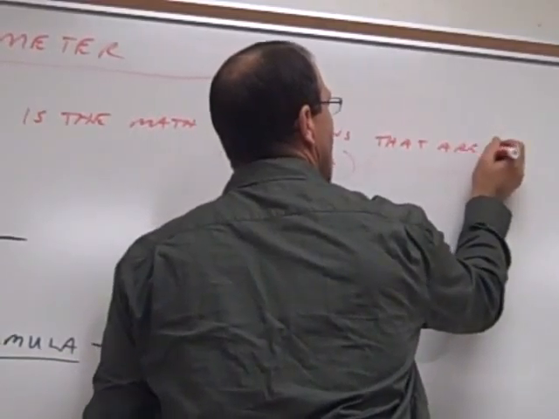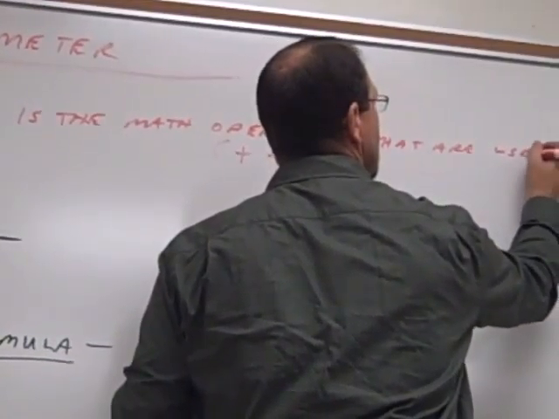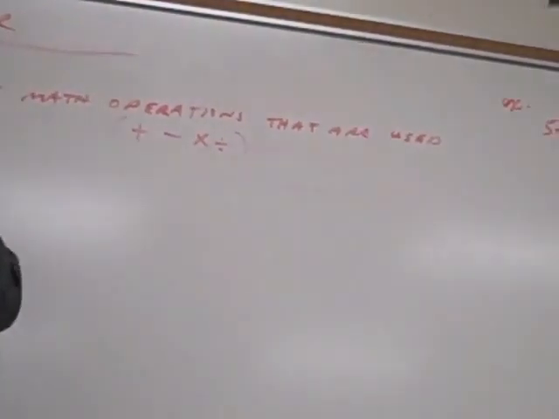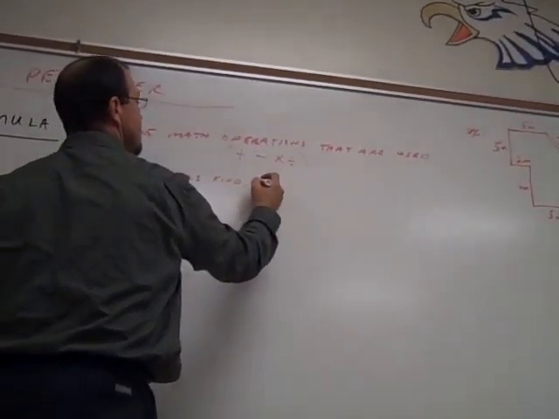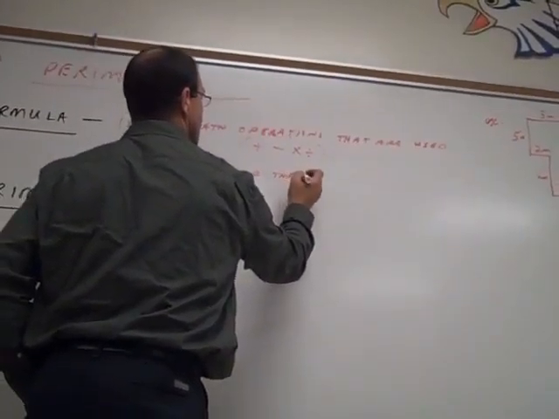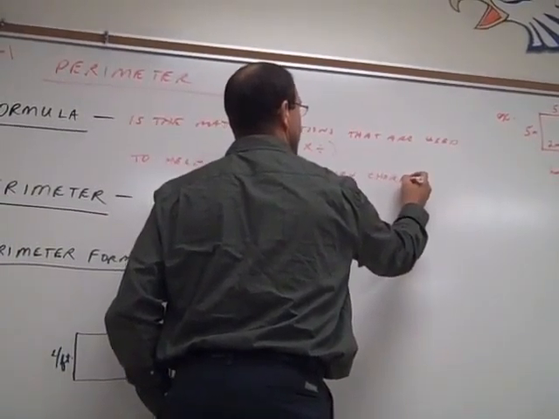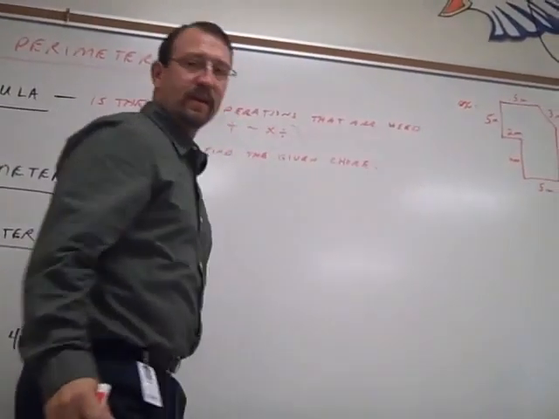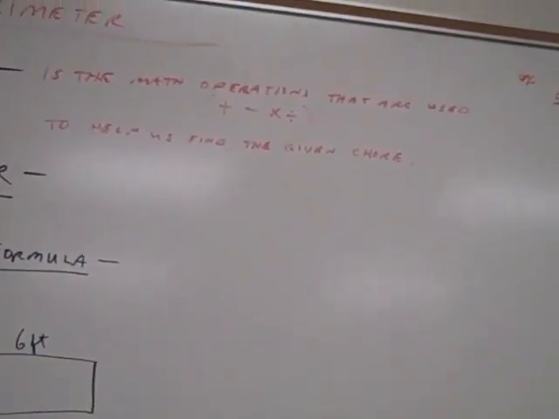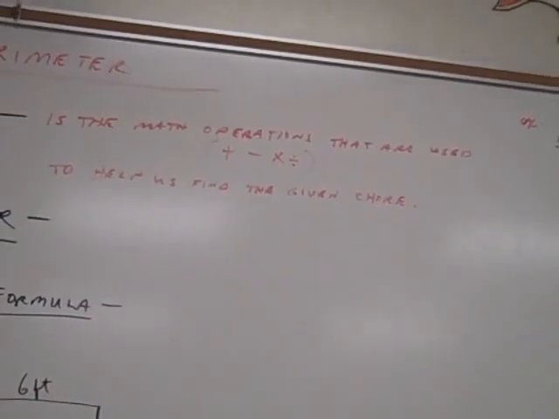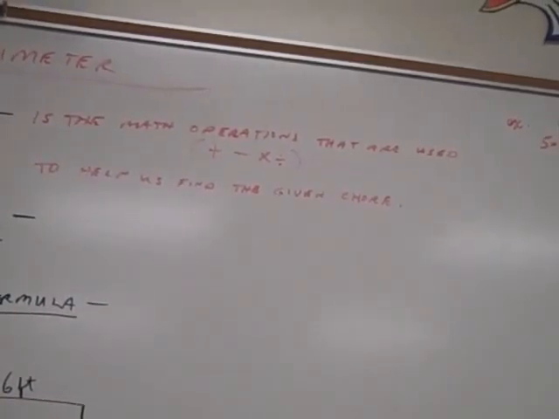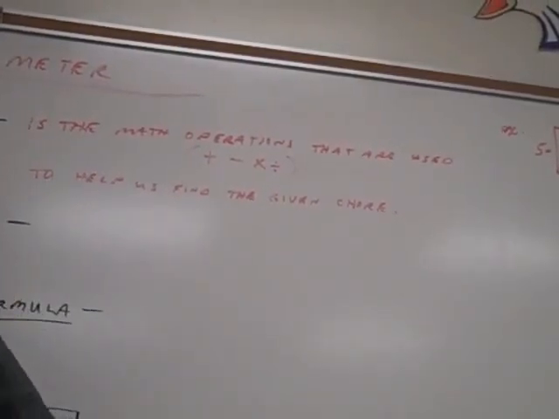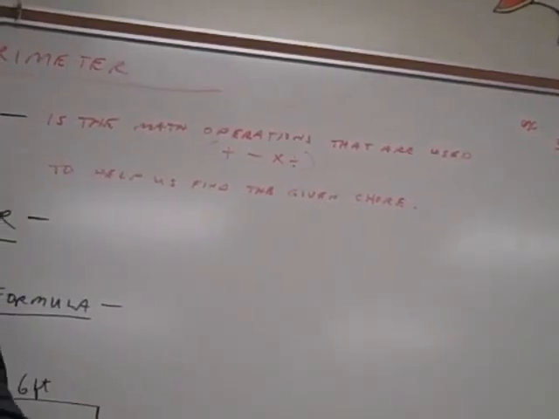that are used to help us find the given, I'm going to call it a chore. The given chore. Today we're going to be given the chore finding the perimeter. Tomorrow we're going to be given the chore find the area. A formula is the math operations that are used to help us find the given chore we're told to do.